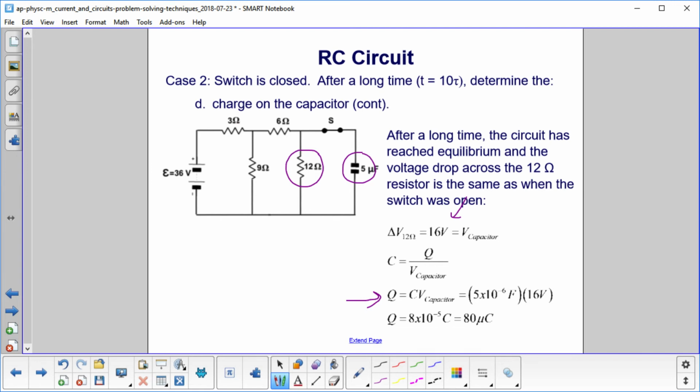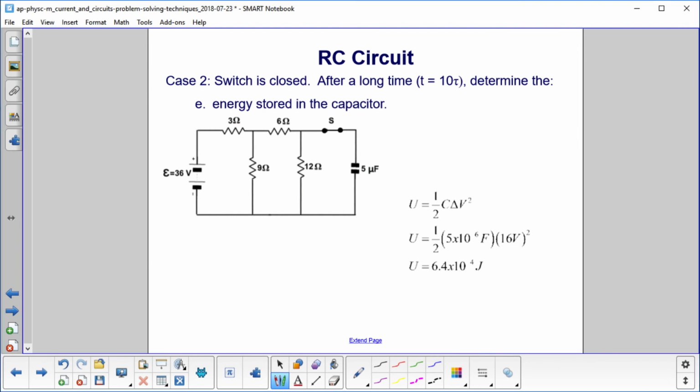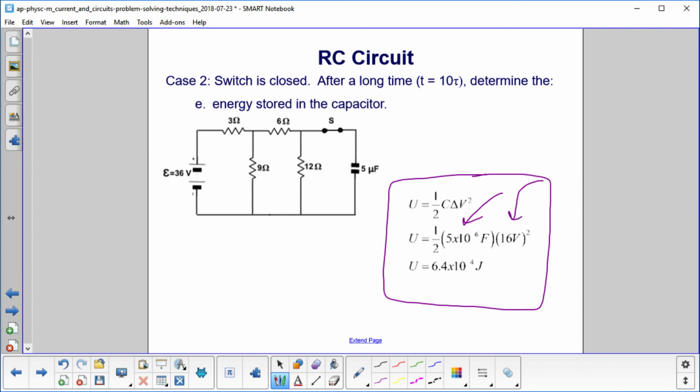We rearrange the letters, and we get the charge is equal to 5 times 10 to the minus 6 farads, that's what micro means, times the 16 volts that we found earlier, and we have 80 microcoulombs of charge on the capacitor when it is fully charged up. After a long time, determine the energy stored in the capacitor. Well, we've done all the hard work. Now we just have one more equation, 1/2 CV squared. We have the capacitance, we have the voltage drop across the capacitor, and we get the energy stored is 6.4 times 10 to the minus 4th joules.